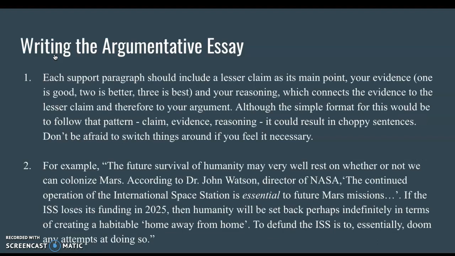So each support paragraph should include a lesser claim as its main point. Then your evidence, 1 is good, 2 is better, 3 is best, and your reasoning, which connects the evidence to the lesser claim and therefore to your argument. And when I say 1 is good, 2 is better, 3 is best, honestly, I'm looking at this and I'm wondering, did I mean analysis, or am I talking about 3 pieces of evidence for the whole essay? And I would say it's that. You need at least 3 pieces of evidence, or 2 is okay. 2 is good. It says 1 is good.